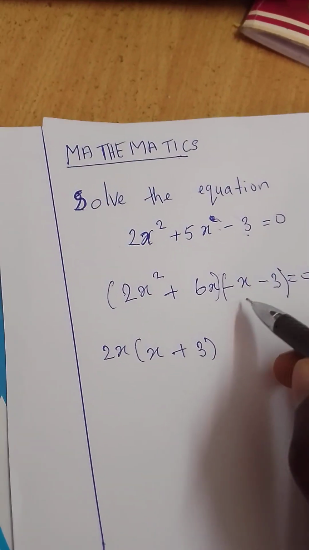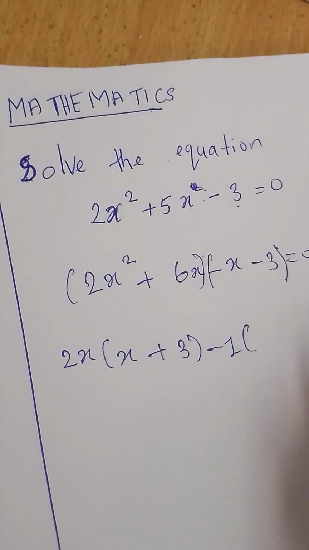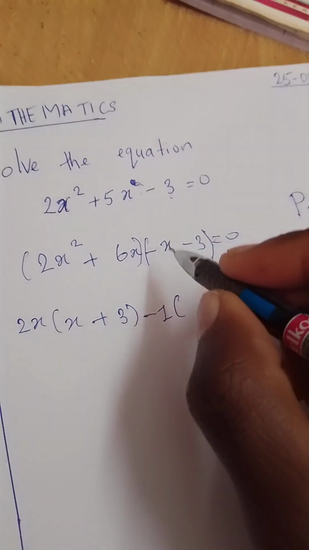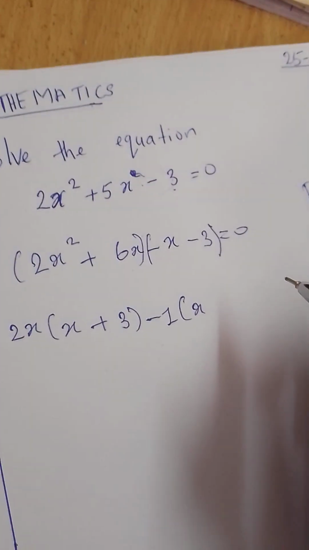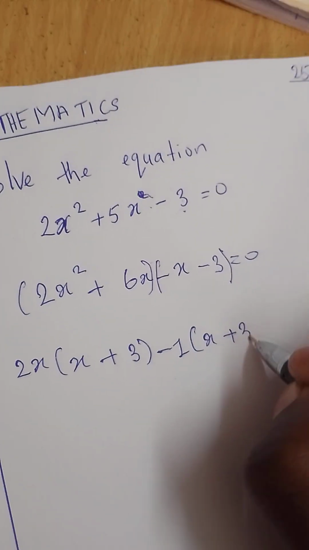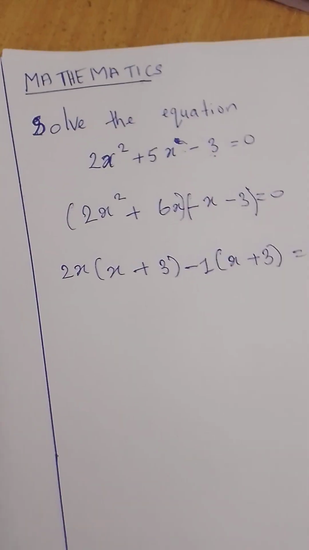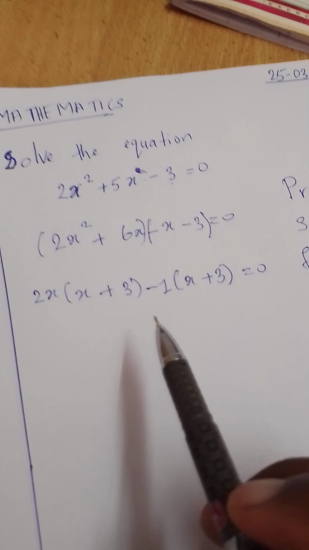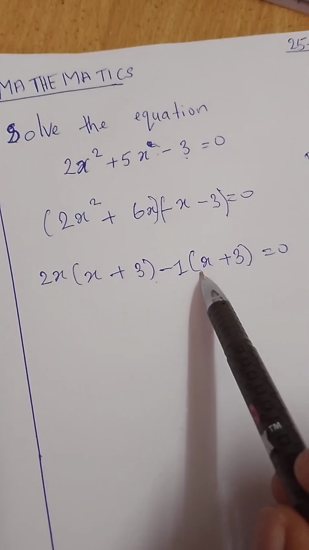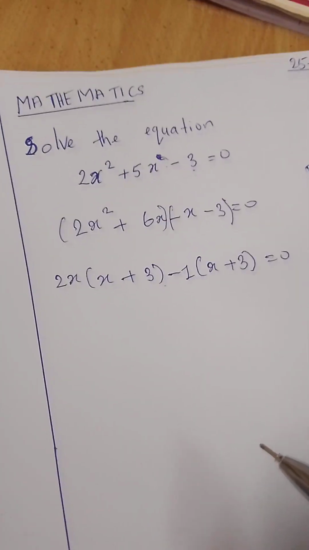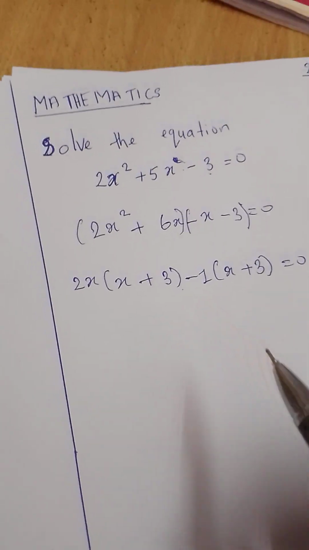Here, what you need to do is factor out negative 1. After you factor out negative 1, what will be remaining in this bracket will be x plus 3 equals to 0. Now you see that there are some common terms in this bracket. You see that x plus 3 is common with x plus 3 here. What we need to do now is factor out x plus 3 in both brackets.